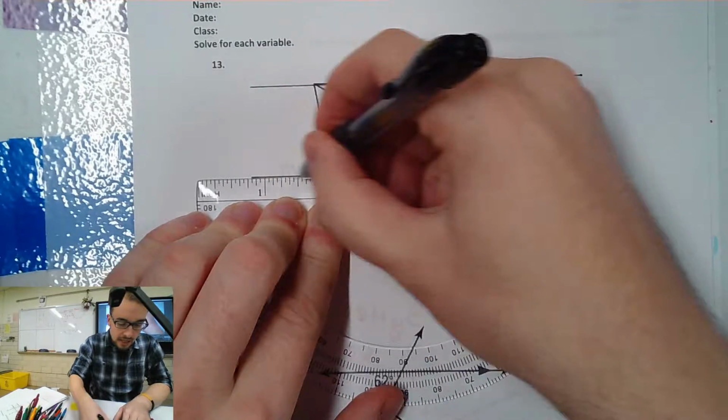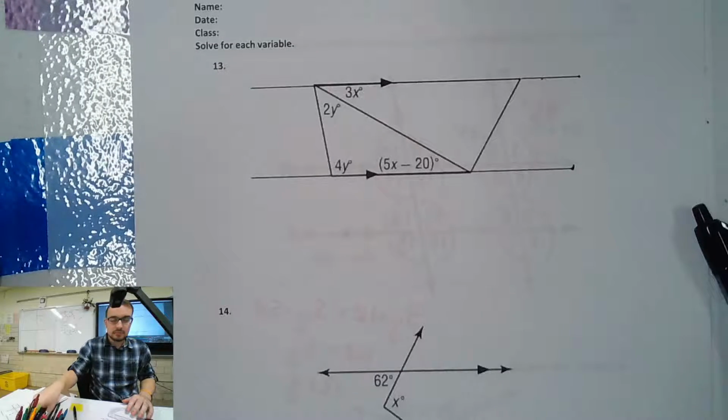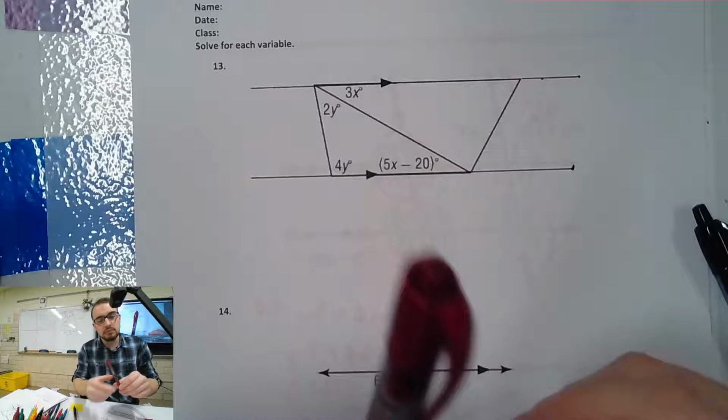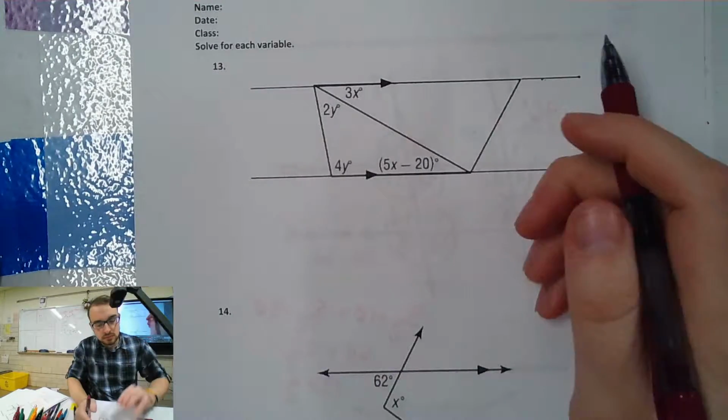No yawning in math class. Maroon, mauve, burgundy, chartreuse. Chartreuse?